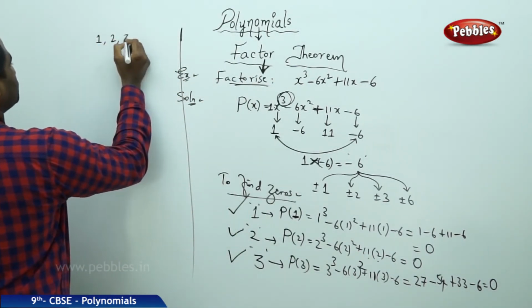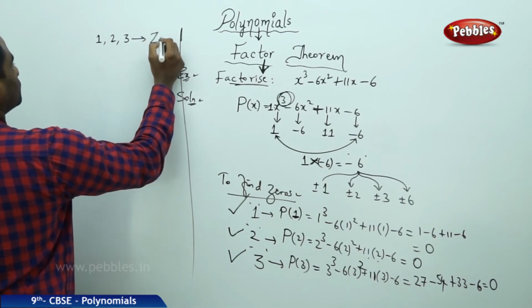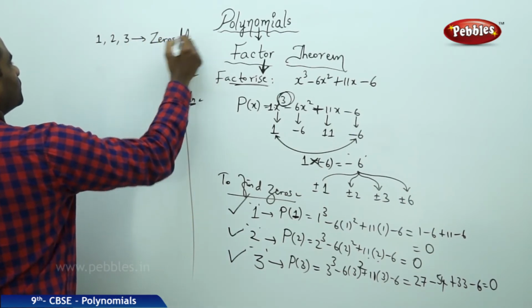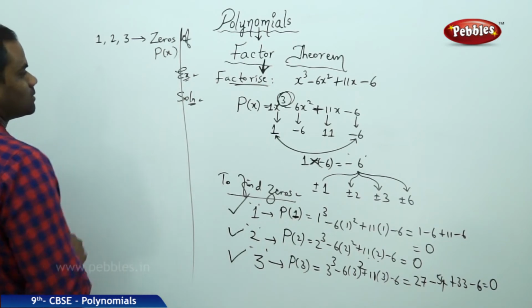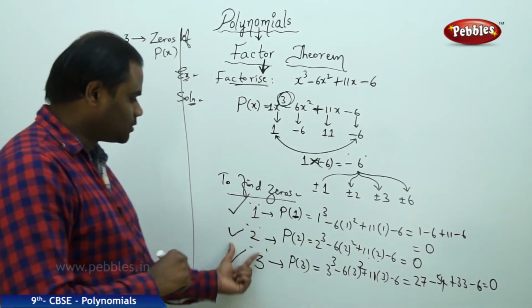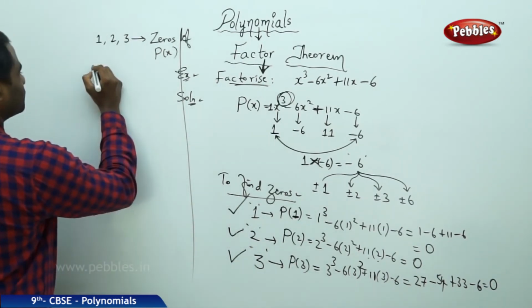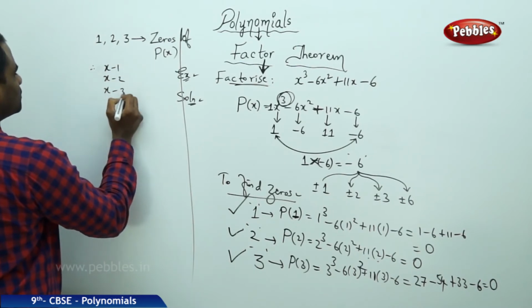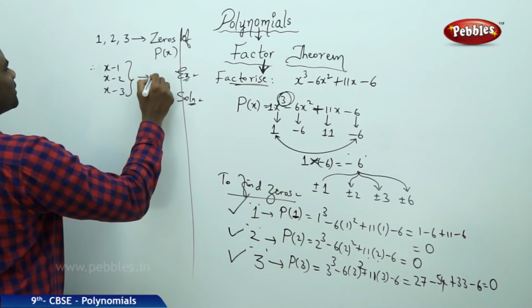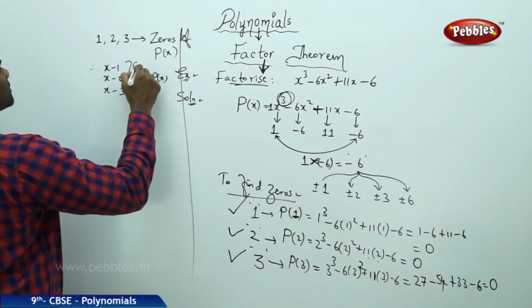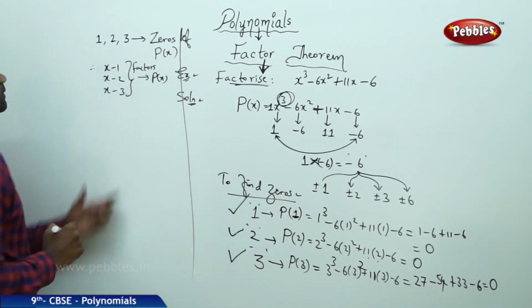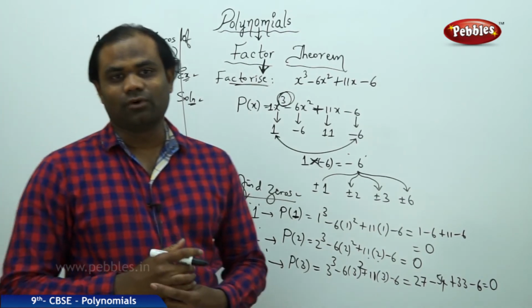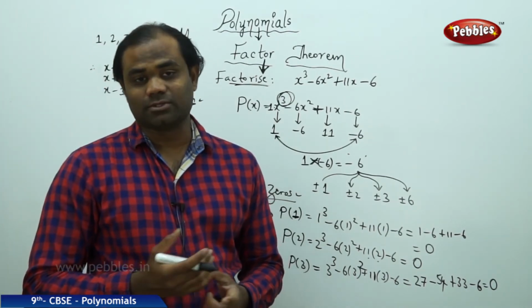1, 2, 3 are now the zeros of p of x. Therefore, x minus 1, x minus 2, x minus 3 are the factors of p of x. These 3 are the factors for p of x by using the remainder theorem.